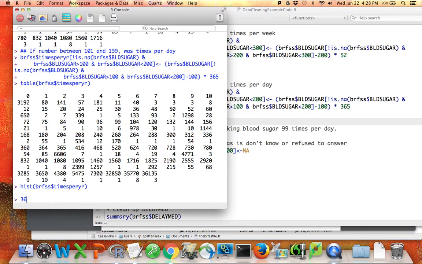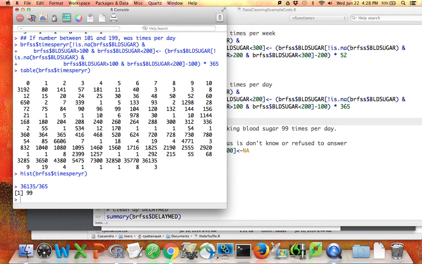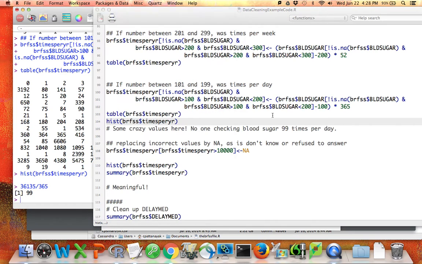If we take 36,135 and divide by the number of days in a year, those are people who are saying that they're checking their blood sugar 99 times a day, and I just don't think that's the case. So I'm going to take those people out.